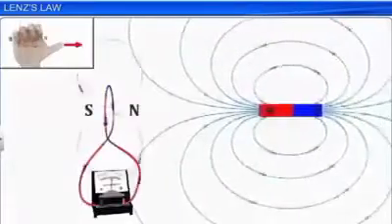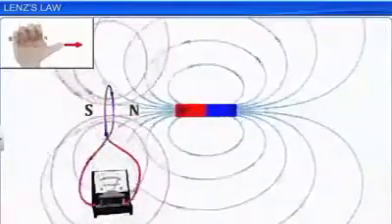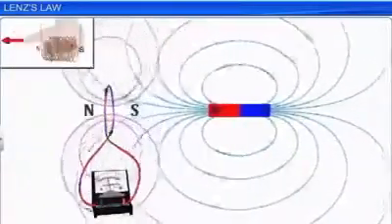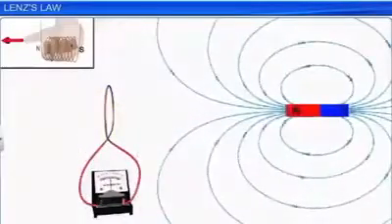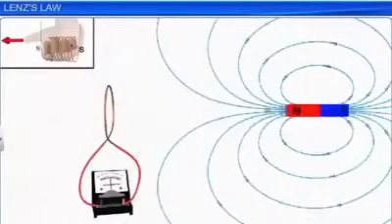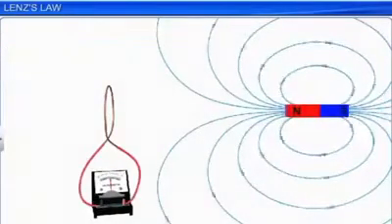Lenz's law helps us in identifying the polarity of the induced EMF in a coil. Lenz's law states that the polarity of induced EMF in a closed loop is such that it tends to produce a current which opposes the change in the magnetic flux that produces it. We can put this statement in simple terms.